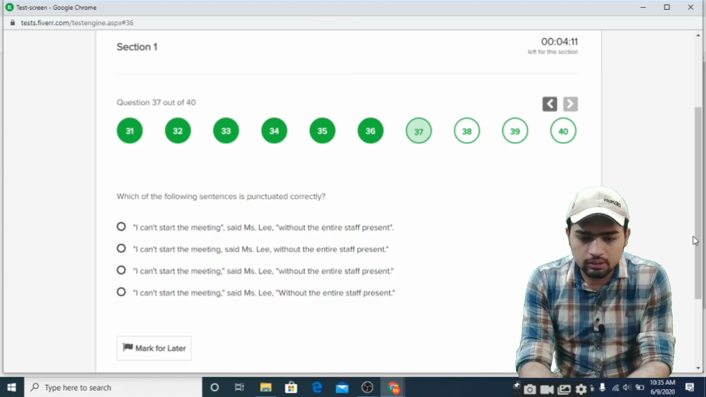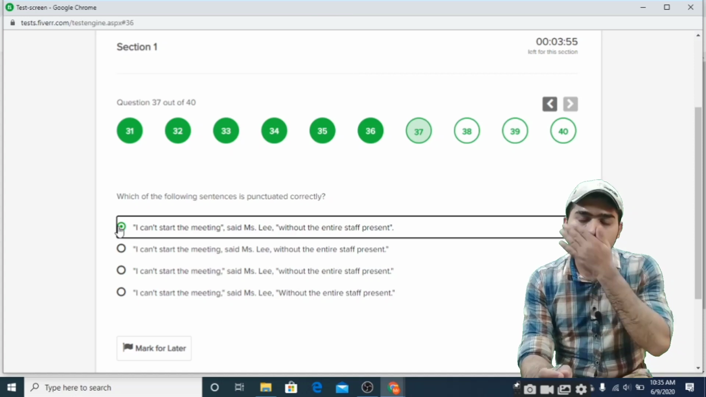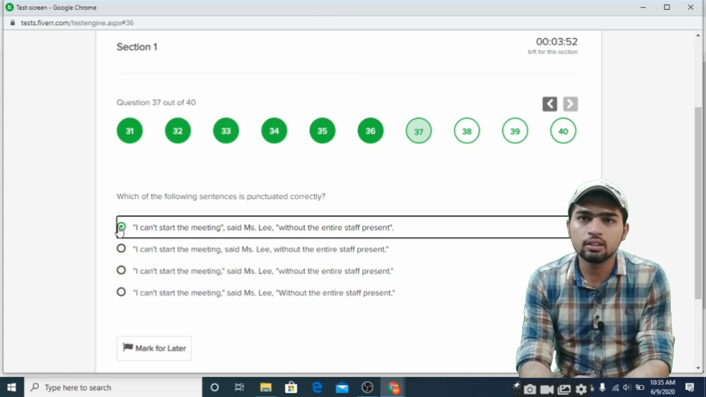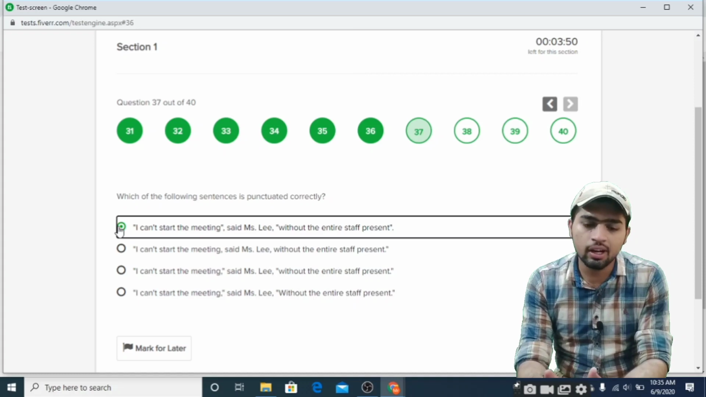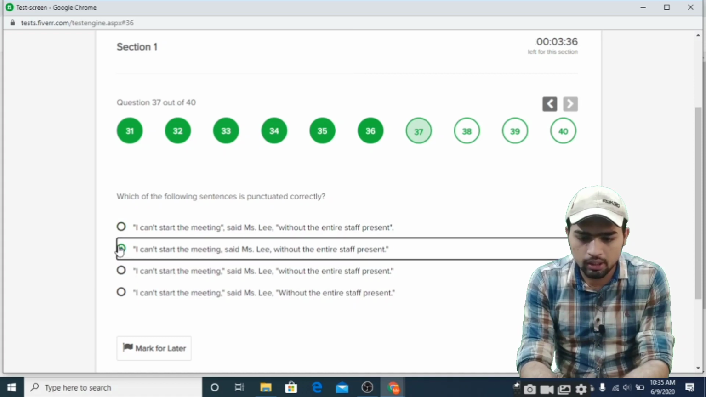In the first one, I can't start the meeting, said Miss Lee, without the entire staff present. I think option 1 is the correct answer. In my opinion, option 1 is the correct answer. So I read the others because I am confused, but option 1 is still my priority. I cannot start the meeting, said Miss Lee, without the entire. Option second may also be correct.